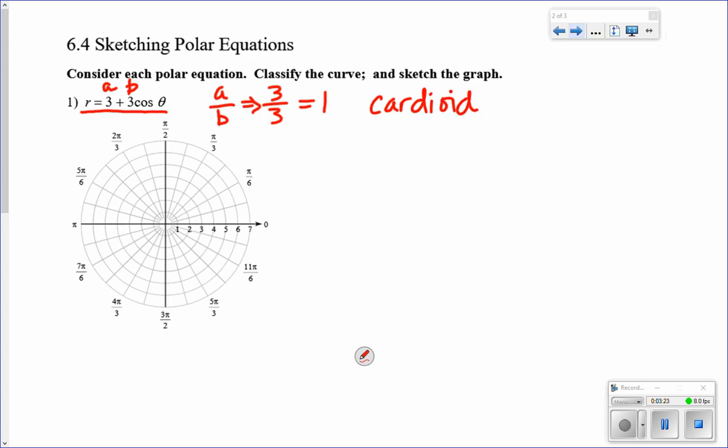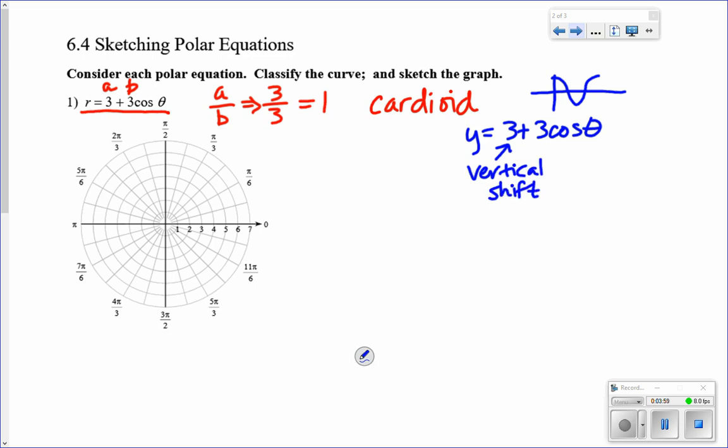Now, in order to graph, I need to be able to graph the cosine function as we've done in the past. So I'm going to look at this graph as y equals 3 plus 3 cosine theta. If we go back to chapter 2 when we first learned how to graph sine and cosine, I remember what the cosine graph looks like. I also know that the 3 plus in front will give me a vertical shift, and the 3 in front of the cosine part changes the amplitude of the graph. So if I sketch this graph, I am going to move the entire graph up 1, 2, 3.